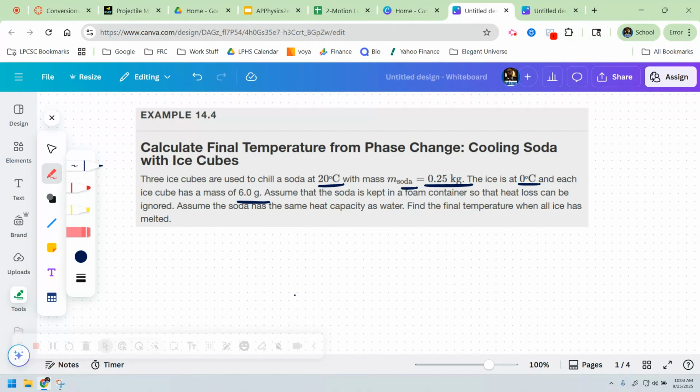Assume the soda has the same heat capacity as water. Probably doesn't, but it's mostly water. Find the final temperature when all the ice has melted. And so, how do we do that? Well, the ice cubes are melting at the temperature of 0 degrees Celsius. The heat transfer from the soda to the ice will cause that melting.